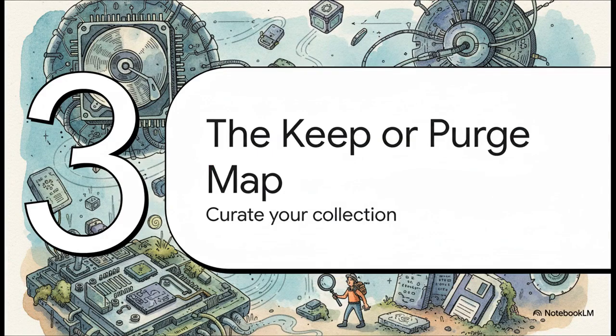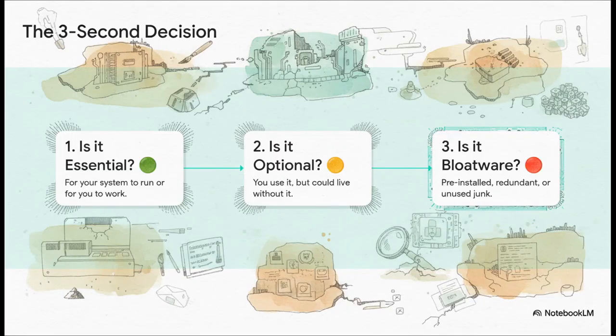Okay, so we've diagnosed the problem, we've unearthed the giants, and we've found the ghosts. Now comes the most important part of our dig, deciding what to keep and what to clear out. Let's talk about how you can become a pro curator of your own digital museum. And I got a super simple framework for this. I call it the 3-second decision. It's easy. For every single application on your computer, you sort it into one of 3 buckets.